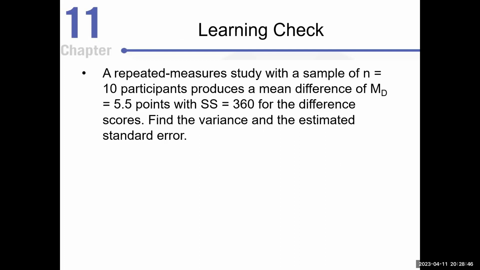All right, so just a learning check. It says a repeated measures design study with a sample of n equals 10 participants produces a mean difference of 5.5 points with a sums of squares of 360 for the difference scores. It says find the variance and the estimated standard error. Okay, so I'm going to do that really quickly.